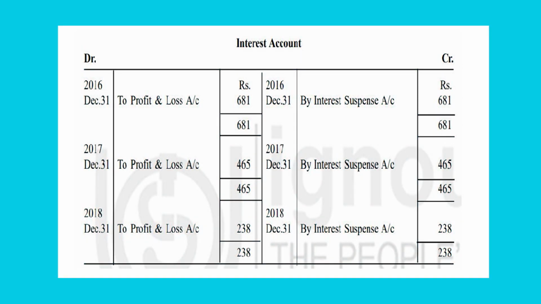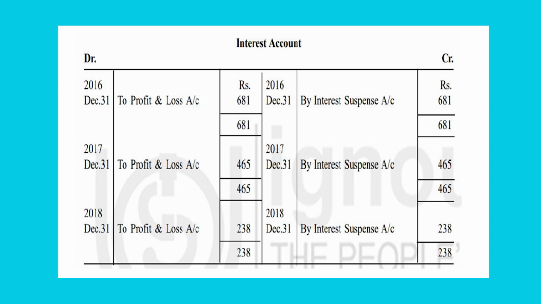Now interest account. So very simple. For the vendor, interest is the income, so therefore it will also be transferred to the profit and loss account. The entry will be made interest account debit to profit and loss. So in interest account to profit and loss, 681 is the amount of interest for the first year. It will be transferred to the interest suspense account 681.